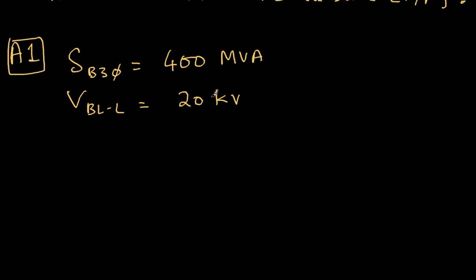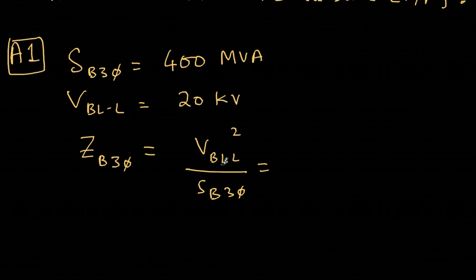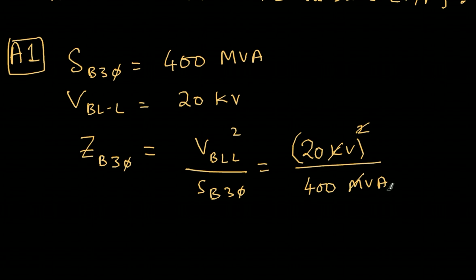Under this system, what would be my Z base? This is a three-phase system. Z base will be V base line to line squared divided by S base three phase. That will be 20 kV squared divided by 400 MVA. The kilo and mega will cancel each other, volt will cancel, and there will be one more volt, so volt by ampere will be ohms. We get 20 squared by 400. 20 squared is 400, so 400 by 400 will be 1 ohm. This is my base impedance.